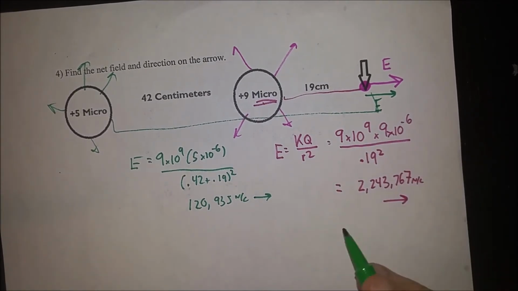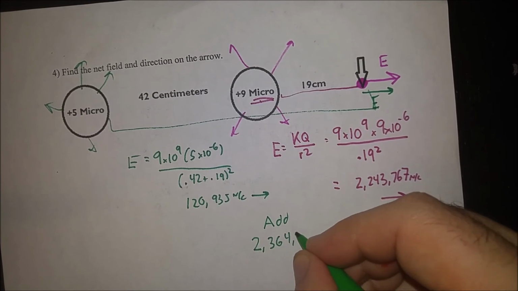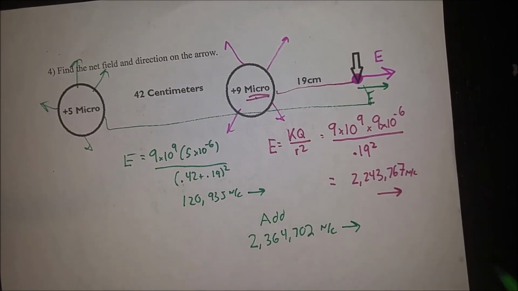going to the right. So if they're both going to the right, what am I going to do? I'm going to add them up. And that's how I get the total field, that 2 million blah, blah, blah. And it's going to the right.